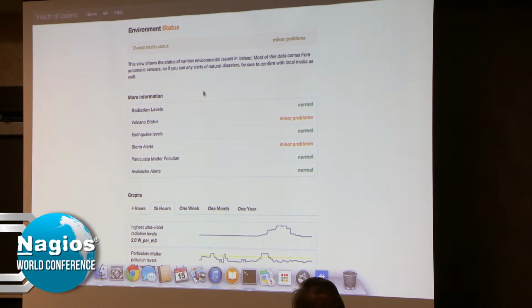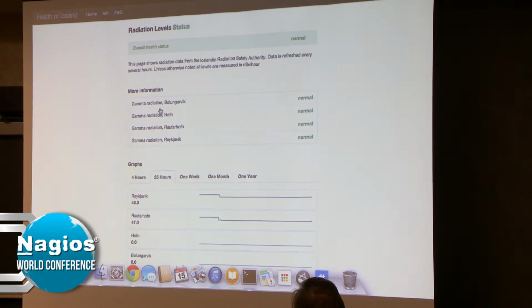This is a metric that I quite like, radiation levels. We have radiation sensors in every quarter of the country. And we monitor gamma radiation, and there was a Fukushima incident a few years ago. You remember that? And everyone saw graphs of radiation going way up. And then three weeks later, we had that same in Iceland. That's apparently how long it takes the wind to go all over.